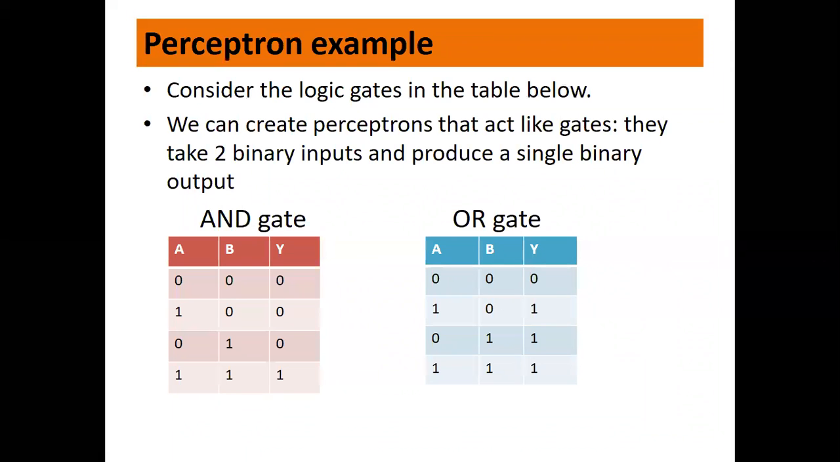Now, perceptrons, as we know, are very simple. So we'll start with the simplest perceptron, and we'll be implementing logic gates. The two basic logic gates, an AND gate and an OR gate, are what we'll work on. If you want to implement an AND gate or an OR gate, we can create perceptrons which act like gates, taking two binary inputs and giving a single binary output. This is the AND gate and this is the OR gate, with two binary inputs A and B and the output Y.